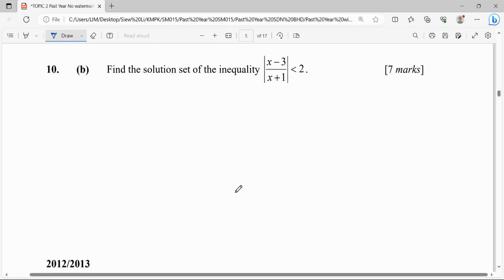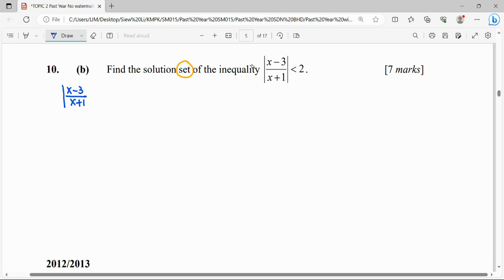For this question, you're going to find the solution set. So notice that the answer must be written in set notation. For this modulus, you can see you have modulus inequalities. So for this modulus inequalities, when we look at our denominator, it is modulus also.